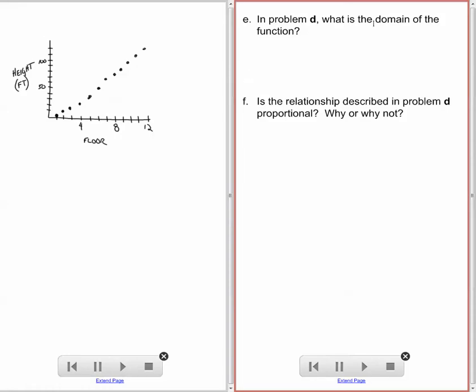So in problem D, what is the domain of the function? The domain is your inputs, which is our floor numbers. So what are the possible floor numbers? It's only a 12-story building. So the domain, put in set notation, is 1, 2, 3, 4, 5, 6, 7, 8, 9, and so on to 12. Another way you could write that, you could just say the domain is the integers from 1 to 12.